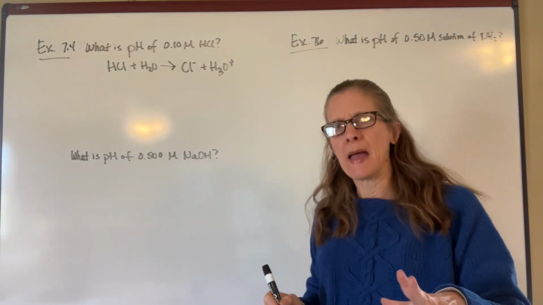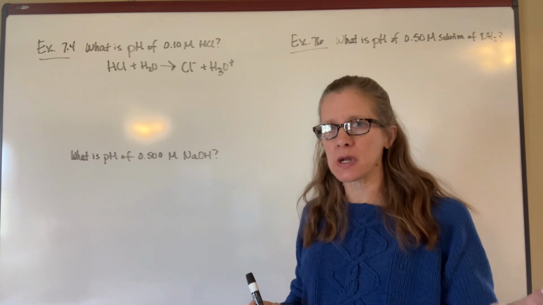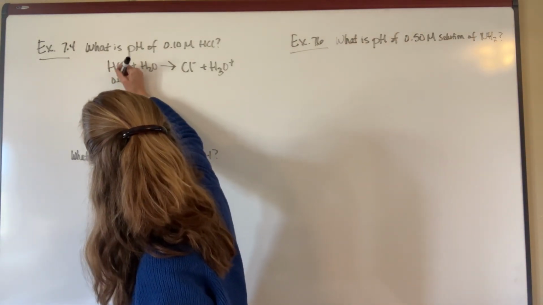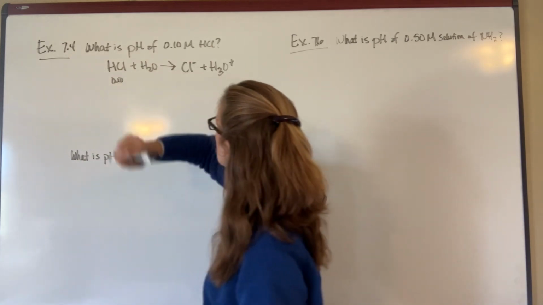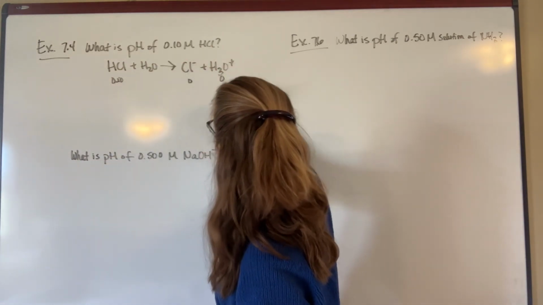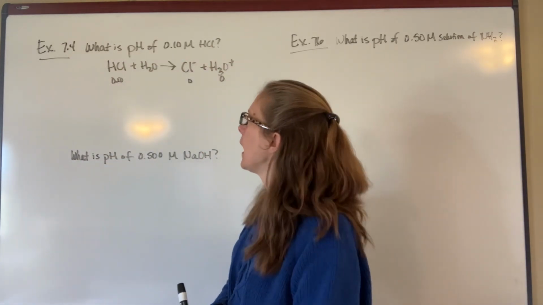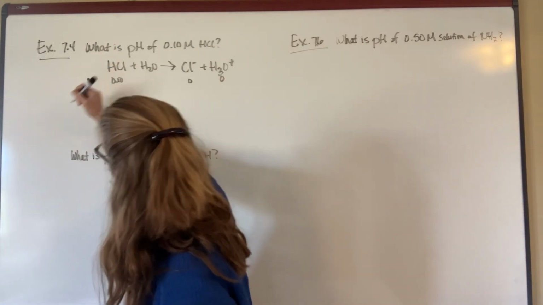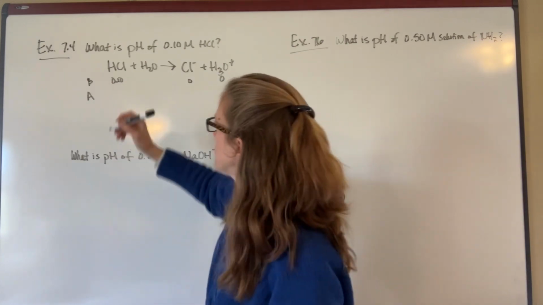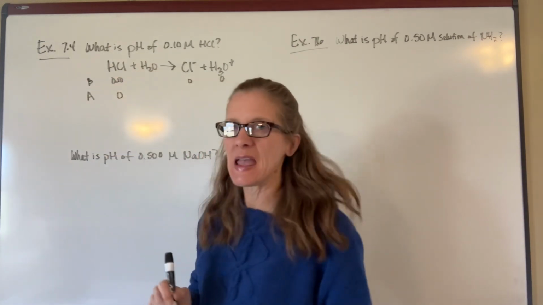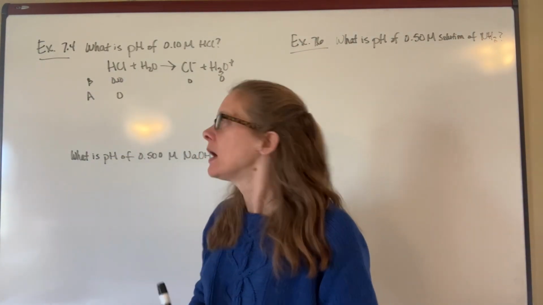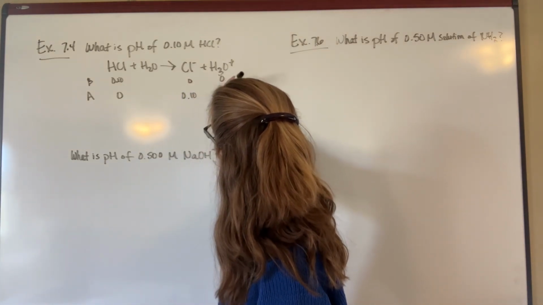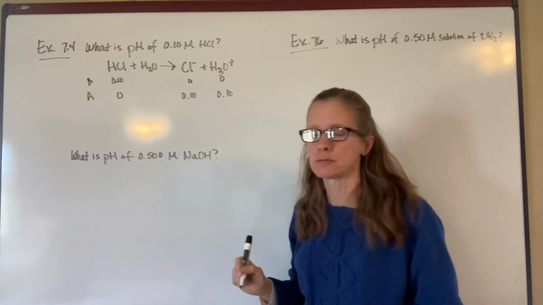So at the beginning, before anything starts to dissociate, I know that I have 0.10 molar concentration here, and I don't have anything over here. So this is before reaction. After the reaction takes place, I'm not going to have anything left over here, and I'm going to have 0.10 molar here and 0.10 molar over here.